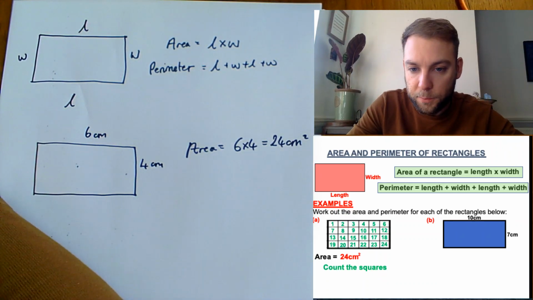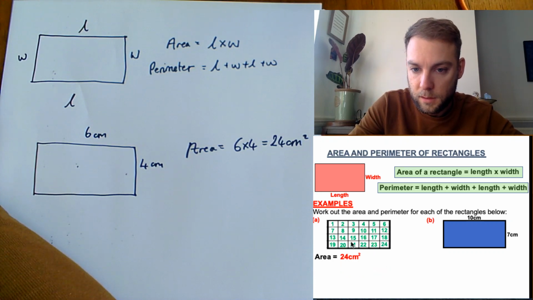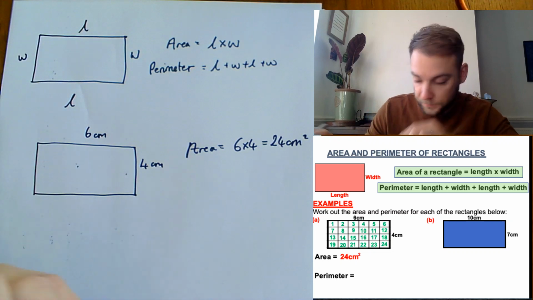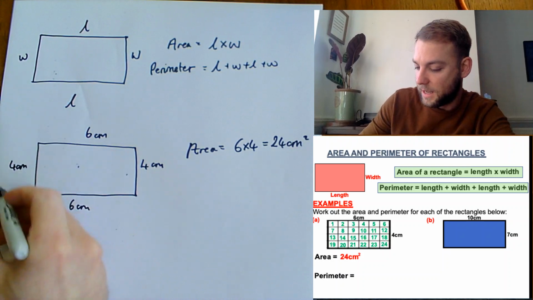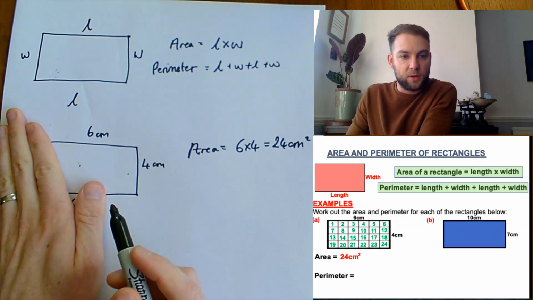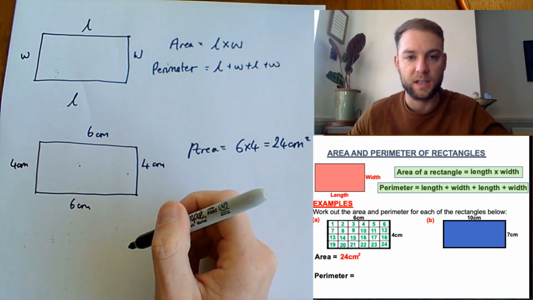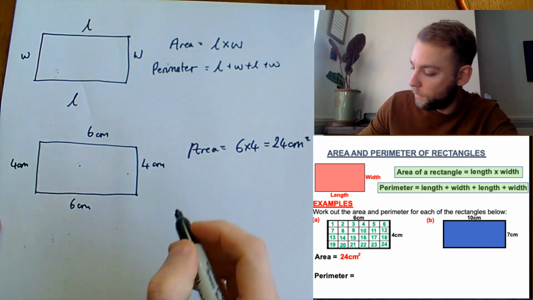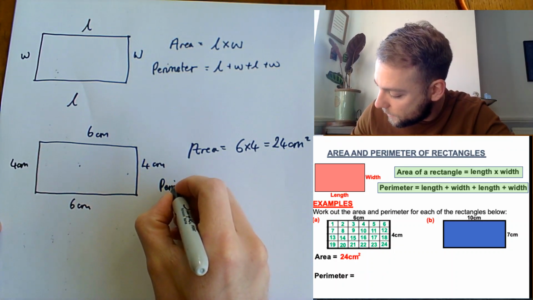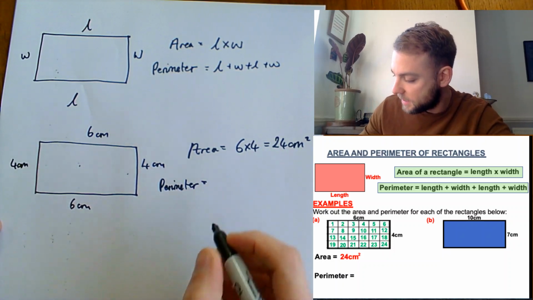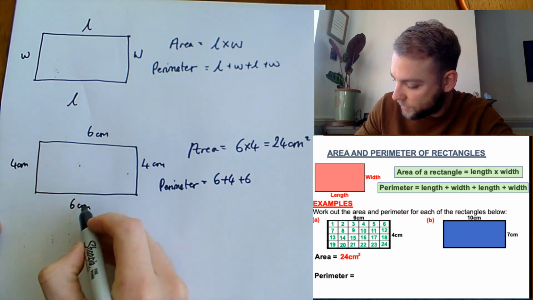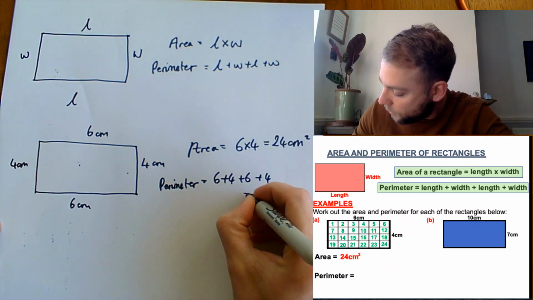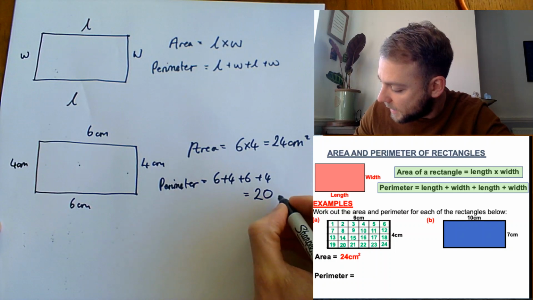If you want to work out the perimeter, then we need to count around the outside. So it's going to be 6, 6. Do not forget these extra sides here. Okay, a lot of people just see those two and go 6 plus 4, so the perimeter is equal to 10. Actually, we need to count all of these. So the perimeter of each of these is equal to 6 plus 4 plus 6 plus 4, which in this case is equal to 20 centimetres.